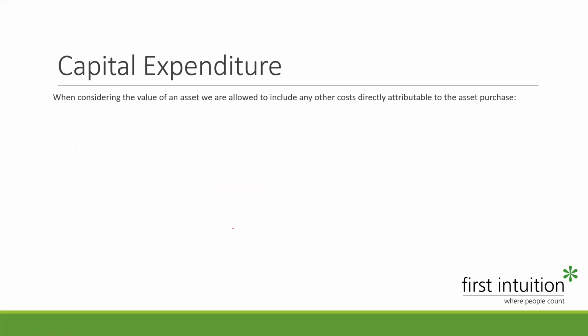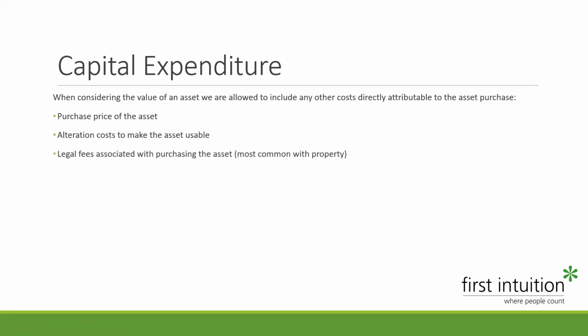So let's now have a look at the items that we exclusively know are going to be involved. And again, there's a couple of important little bits that we're going to look at here. Some of them relatively straightforward. The purchase price of the asset, well, of course, we are going to include that. That one really goes without saying. We've also got alteration costs to make the asset usable, as we've just covered in the previous question. Legal fees associated with purchasing the asset.